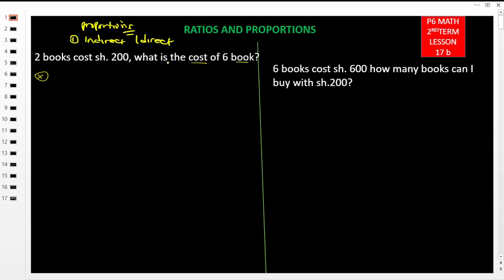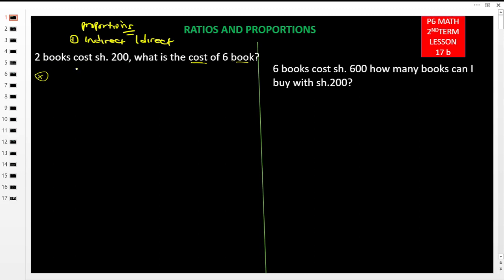My dear learner, get that one from there. What they are asking to find in a question is not what you should start with. So you start with what they have ended with in the question. Let us see what I mean. 2 books here cost 200 shillings. What is the cost of 6 books? Now the leading statement is books to money, cost.